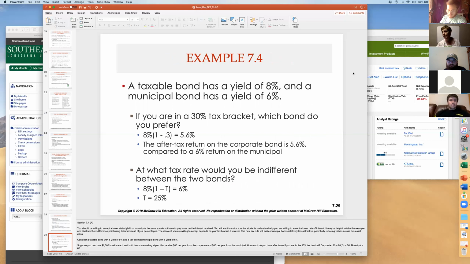Let's say that you have a taxable bond, a corporate bond, for instance, issued by AT&T, and it has a yield to maturity today of 8%. So I'm going to say R, and this is taxable, the before-tax rate of return, something that you would see quoted in the Wall Street Journal. And this is at 8% for the taxable.